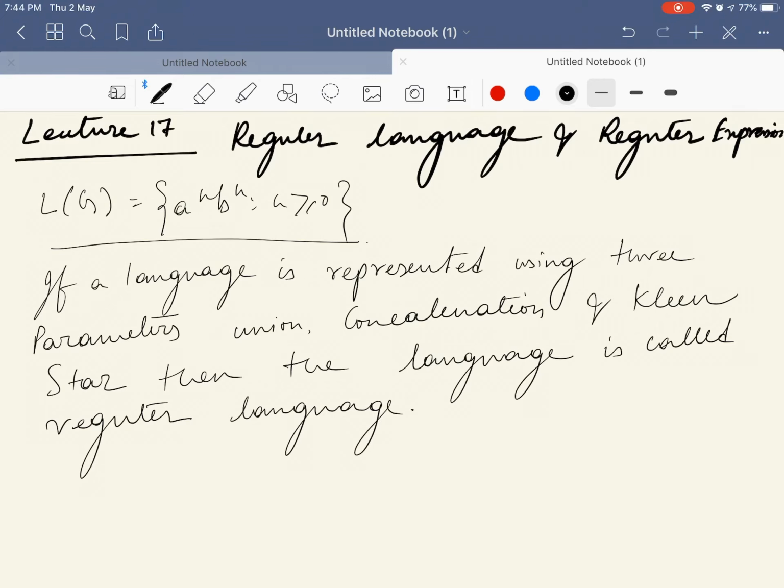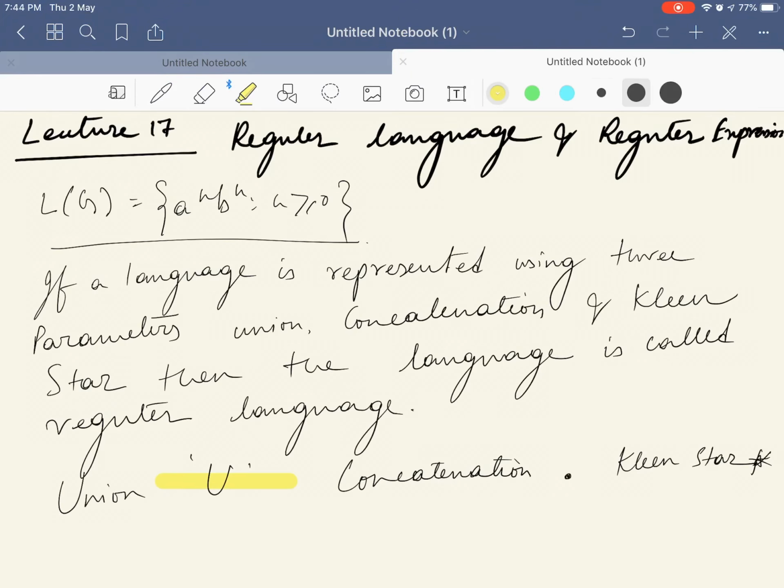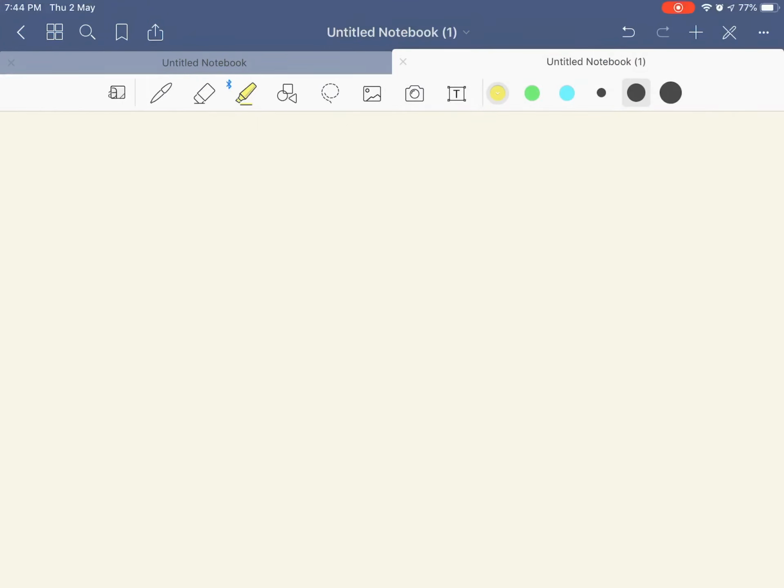Now what is union, what is concatenation, and what is Kleene star? Union is symbolized by this symbol, concatenation is a dot, and Kleene star is a star itself. So if I can represent a language using either union or concatenation or Kleene star, then that language will be called a regular language. Now let us see an example, then it will be much more clear.